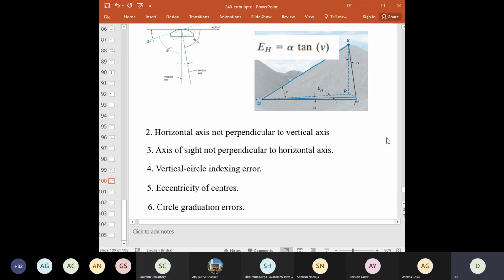Okay. So as of now, we all proceed because there are well-established derivations coming up from both the domain experts and the instrumentation components. So the relationship between error in horizontal angle with respect to any location whose altitude angle is nu is alpha tan nu. Okay.